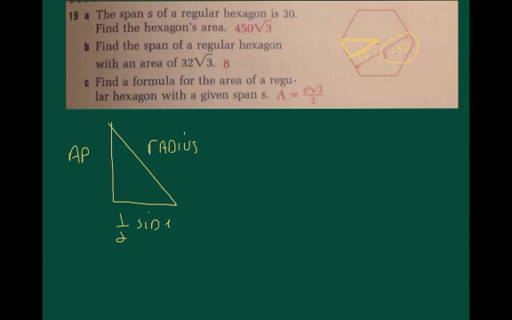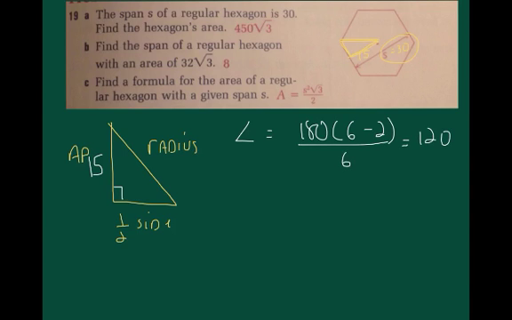Okay, let's go through and try and solve this. If we know that the span is 30, the apothem is going to be 15, and that's a right angle. We also know that the radius bisects the side, and in a hexagon, the radius bisects an angle, and in a hexagon, the angles equal 180 times (n minus 2) over n, which is 120.